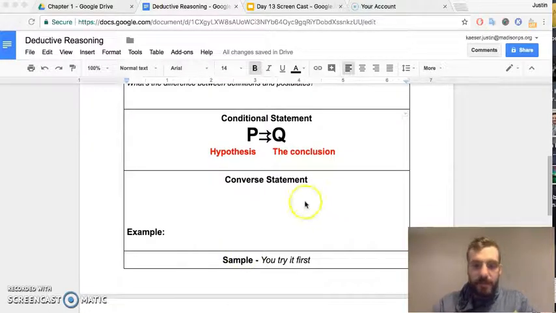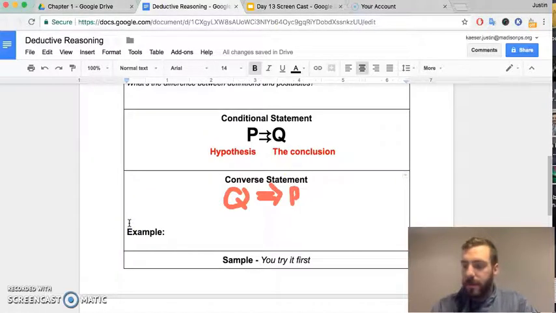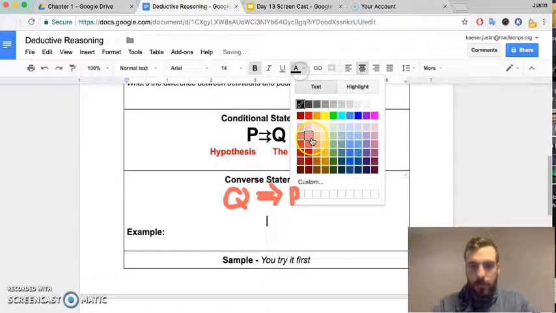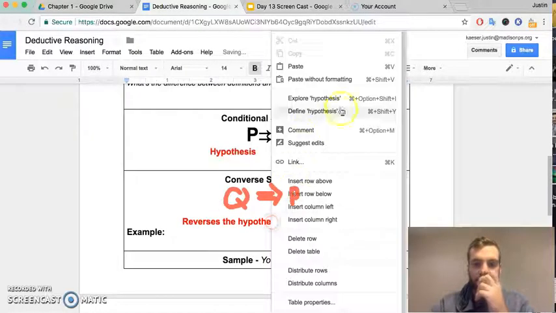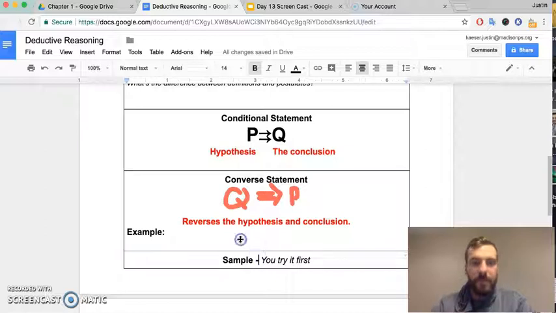The converse statement is the opposite. So we have Q, then P. We're just switching it. It reverses the hypothesis and conclusion, and you can see the notation, how it looks. So it just reverses the hypothesis and conclusion.